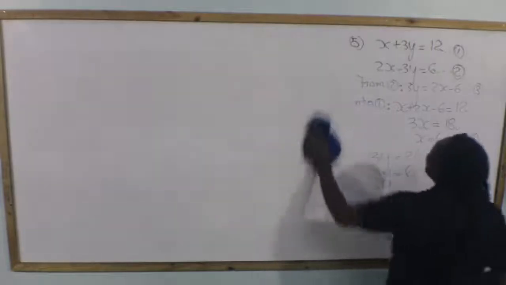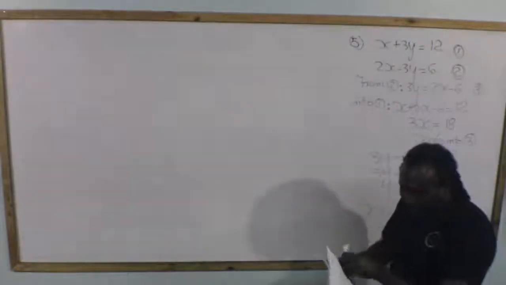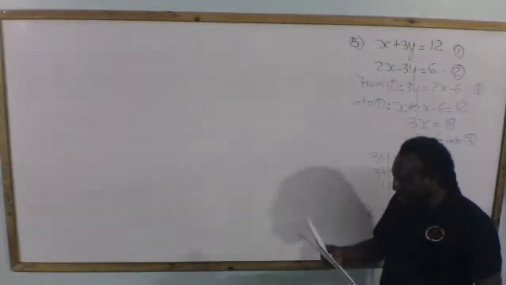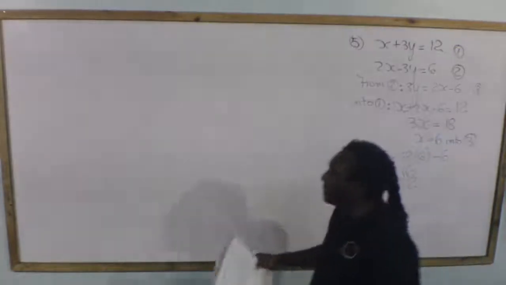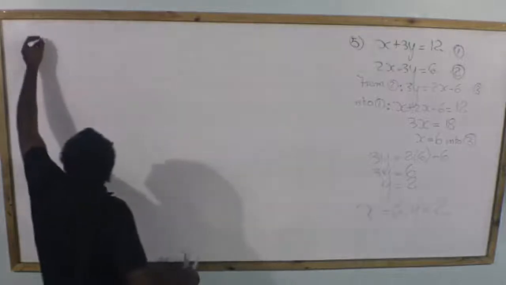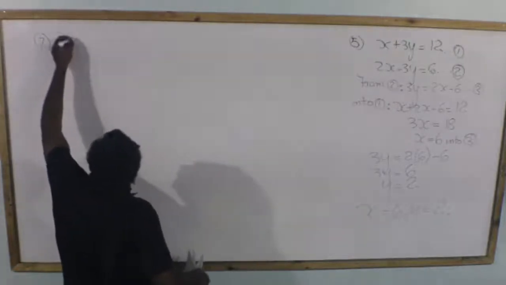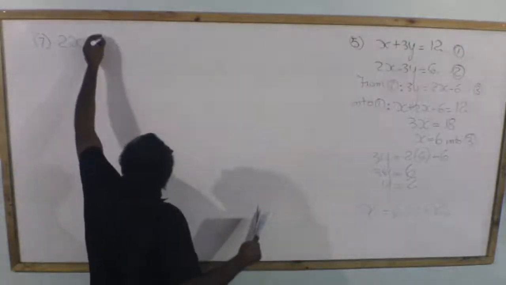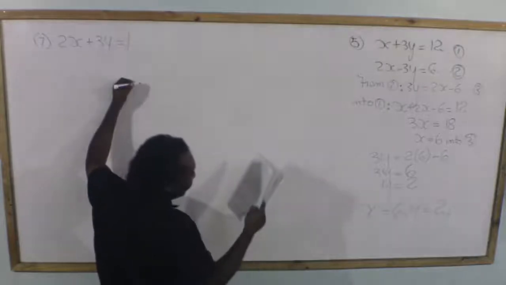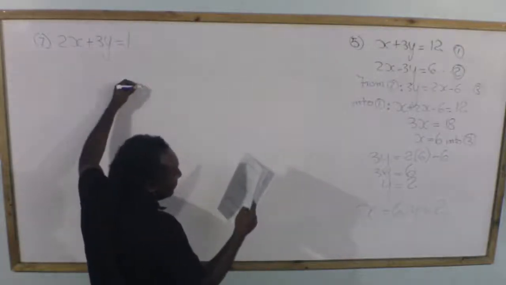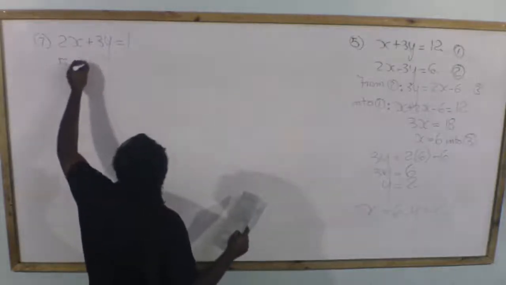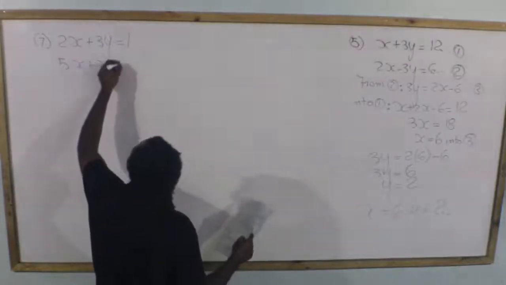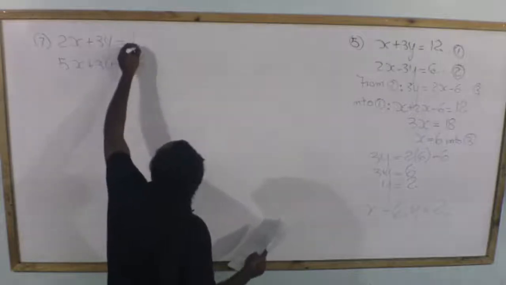So yeah, we're going to take a look at the other 2. I'm going to erase this so we can have them on the board. I'm going to put one on the board first and then we do what's necessary. So we'll have 2x plus 3y is equal to 1, number 7. And 5x plus 3y is equal to 16.